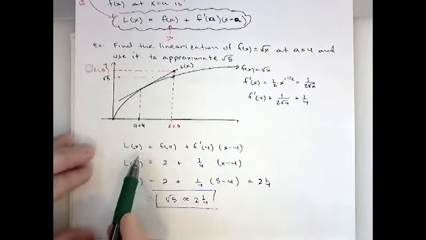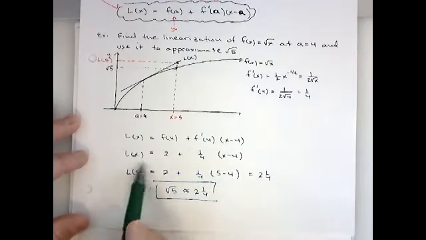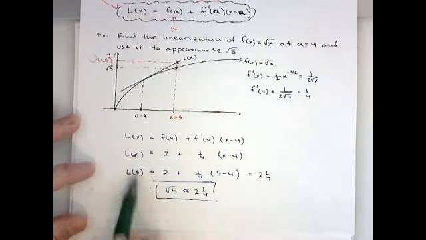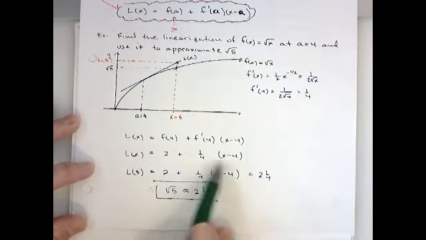And so when I do my linearization formula, I ultimately end up with the equation of a line, and then what I would do is plug in 5 for x, and that gives me a pretty good approximation for the square root of 5 as 2 1/4.